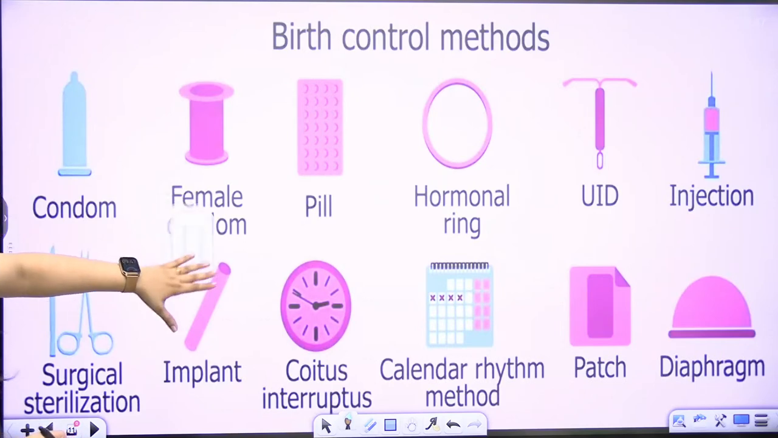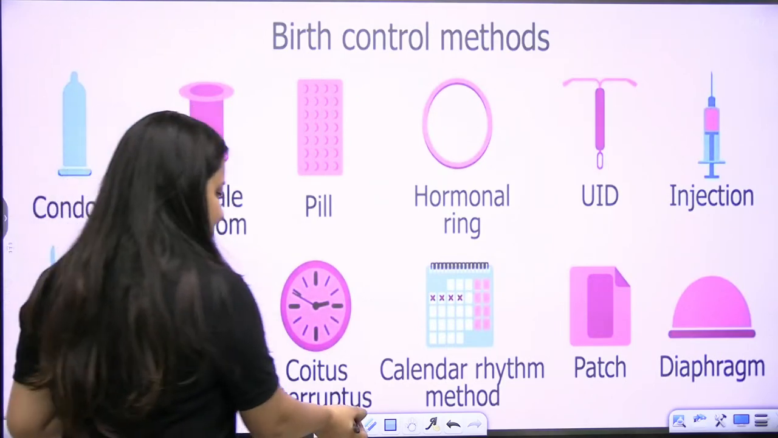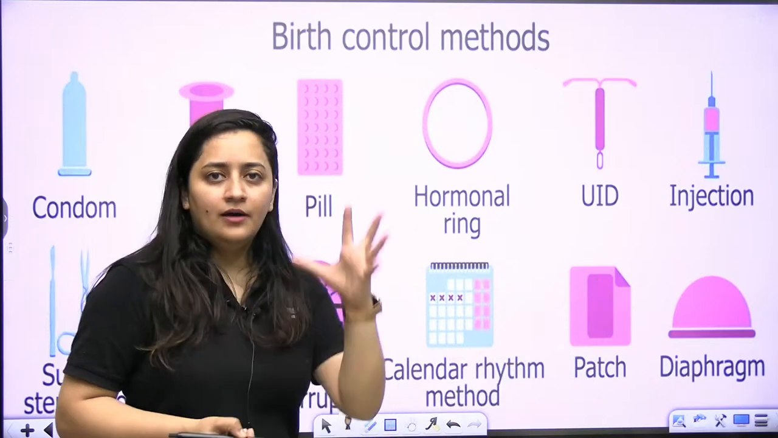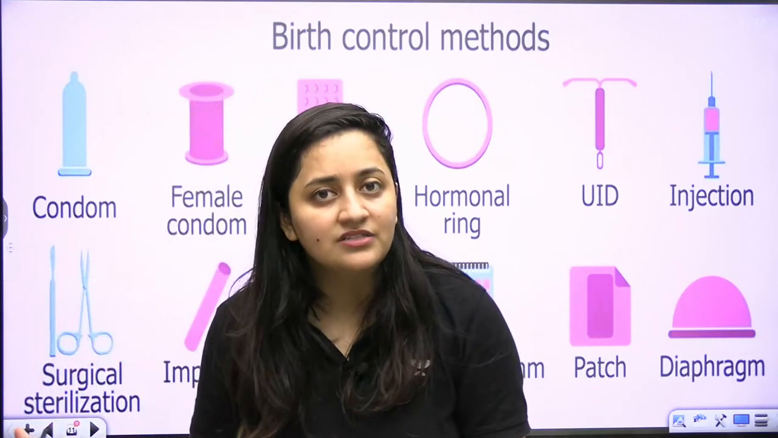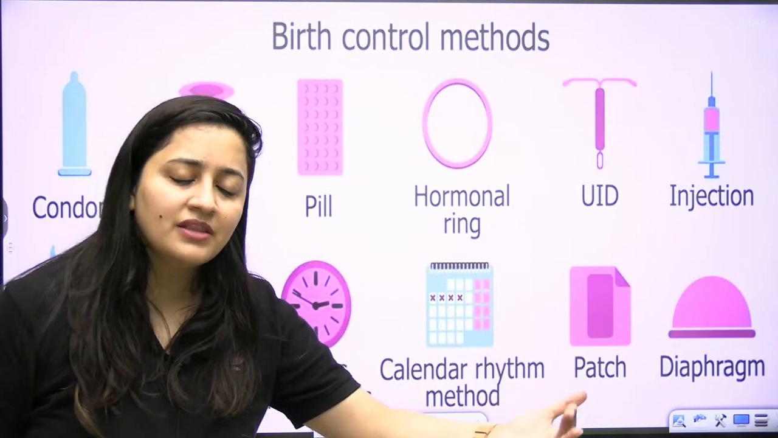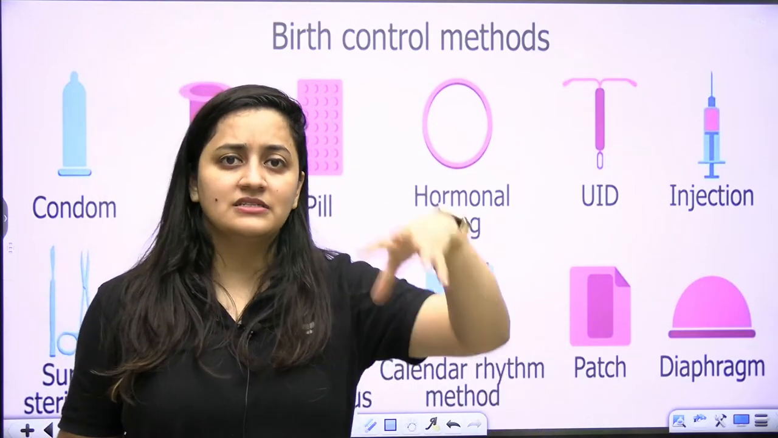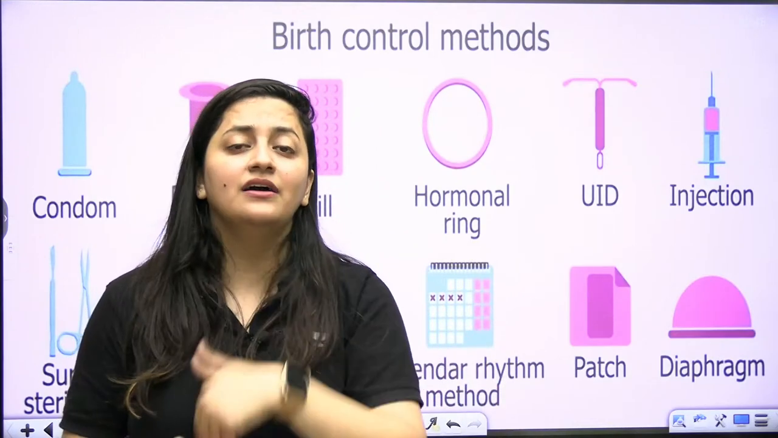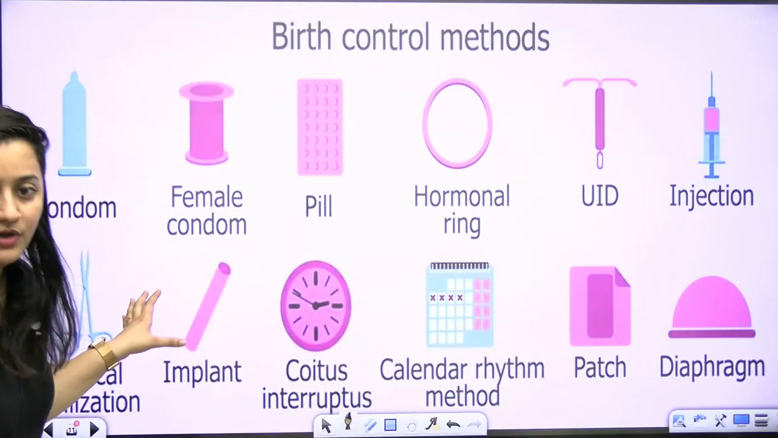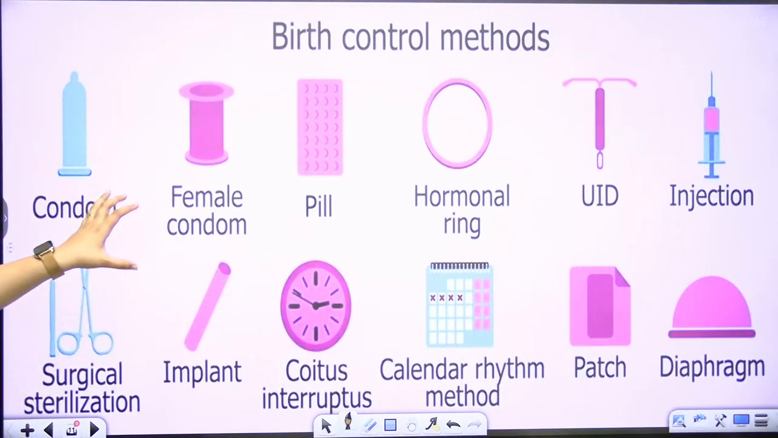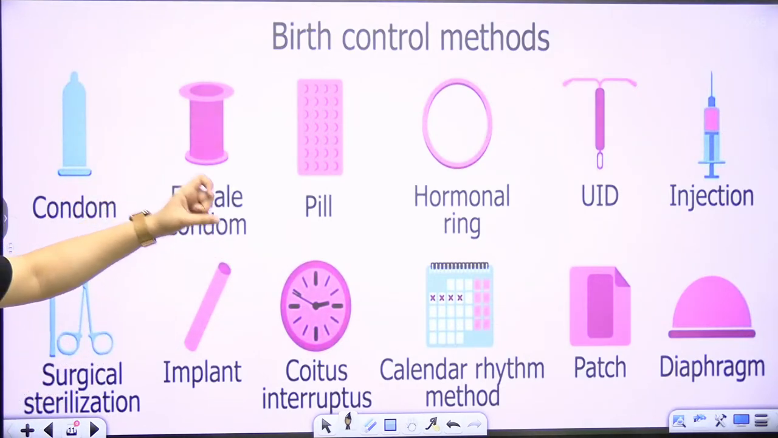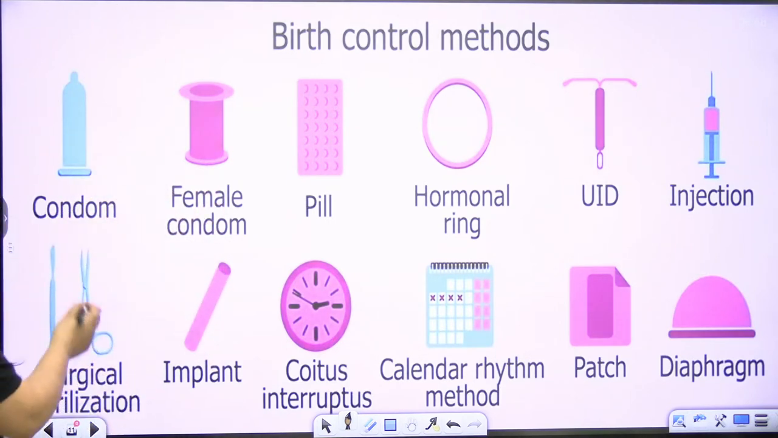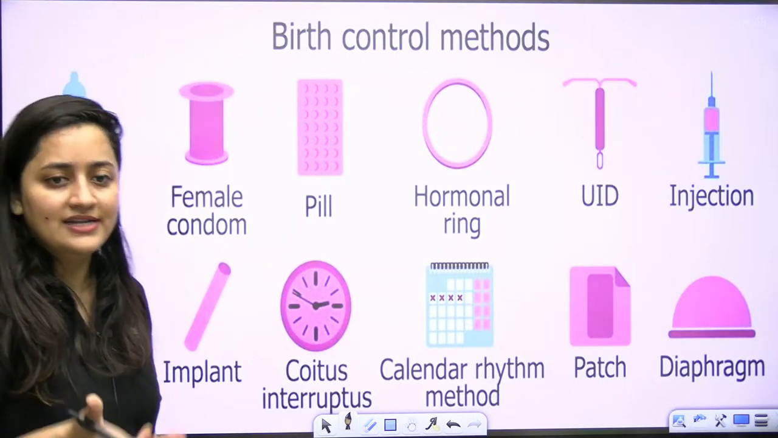When you talk about contraceptive methods, there are so many of them. Permanent methods are there, and temporary methods are also there. In permanent methods, there will be surgery. In temporary methods, we will see the natural method, the barrier method, and the chemical method. Here you can see condoms, pills, hormonal rings, intrauterine devices, injections, implants, and surgical sterilization. This is what we need to discuss.